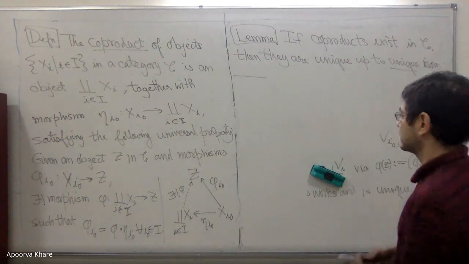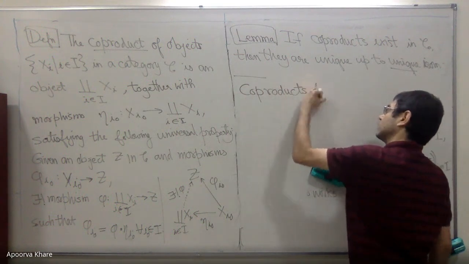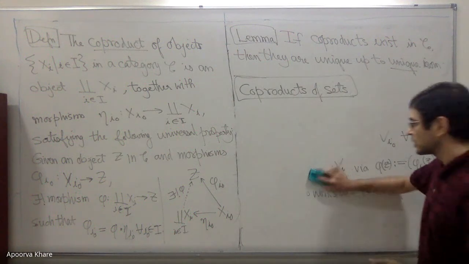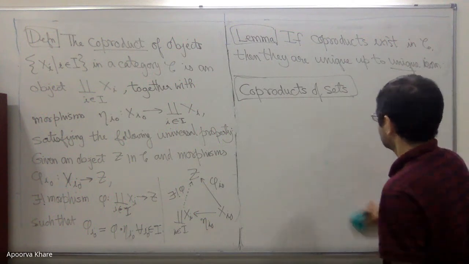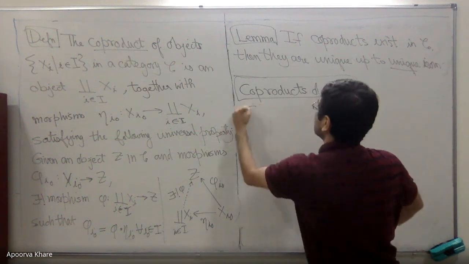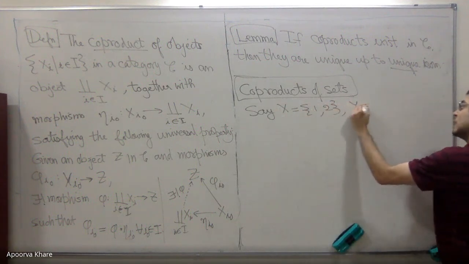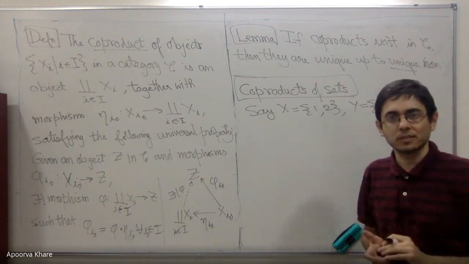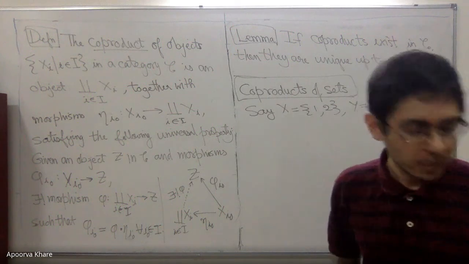Let's explore what they are for sets. For simplicity, I'm just going to look at two sets first. What is the coproduct of two sets? Well, it's a set. I'll even give you an example: say X equals {1, 2} and Y equals {3, 4, 5}. Very simple finite sets. I want to know what is their coproduct, if it actually makes sense. Maybe it doesn't make sense. So what is the coproduct?